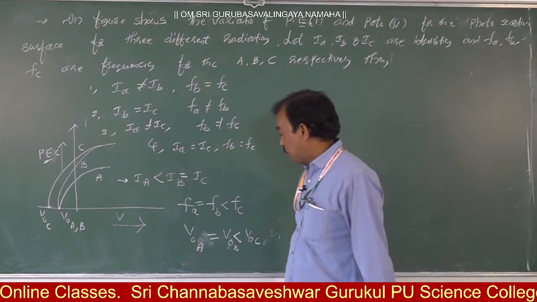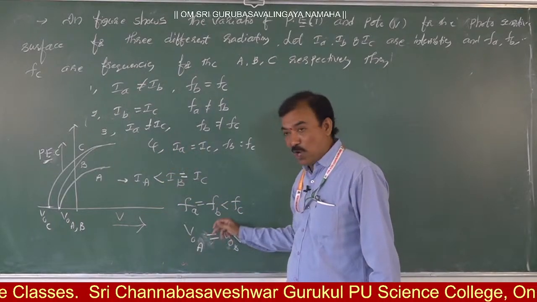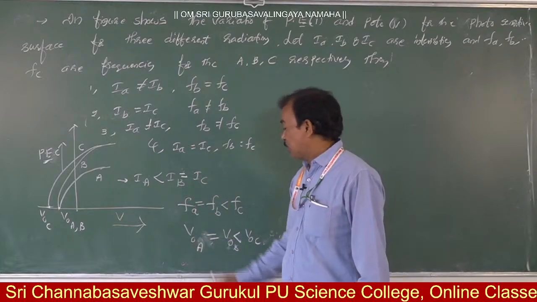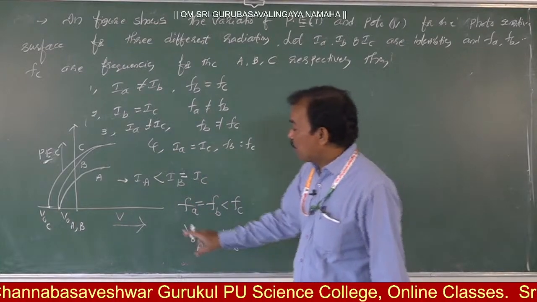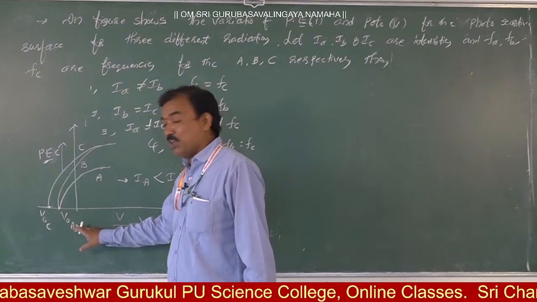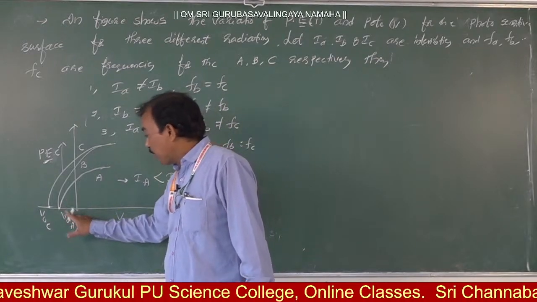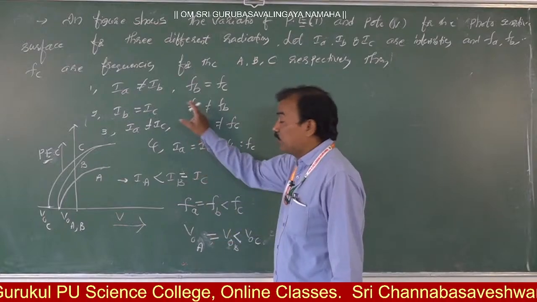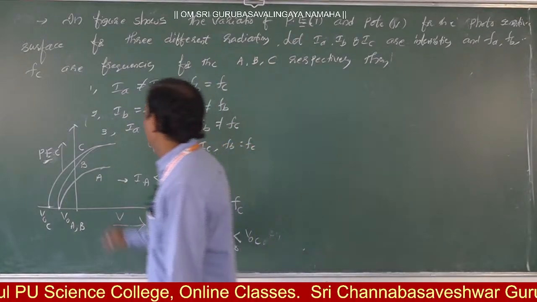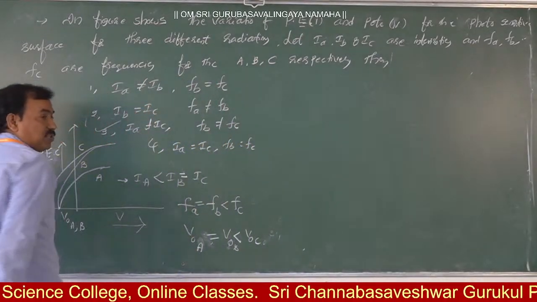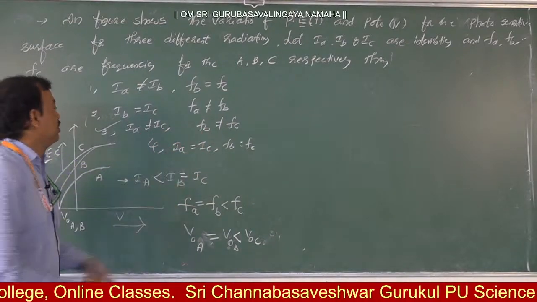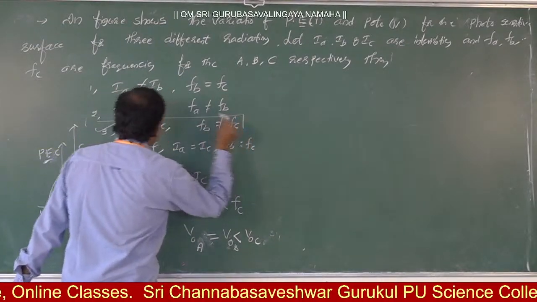Next, the stopping potential, the negative potential, depends upon the frequency. So V0 A is equal to V0 B, and the V0 C value is more than this one, the same as frequency. Now check the options here. It's clear, the third option: IA is not equal to IC, FB is not equal to FC. So the correct option here is the third option.